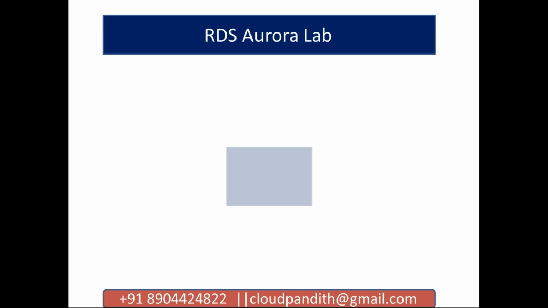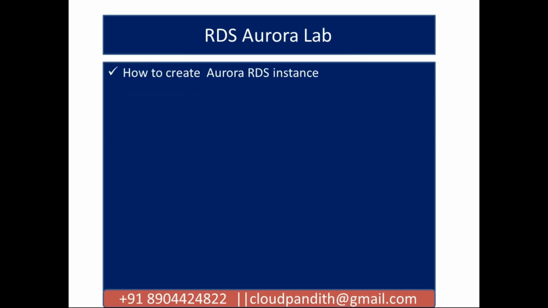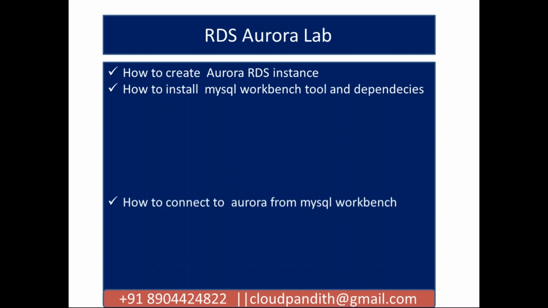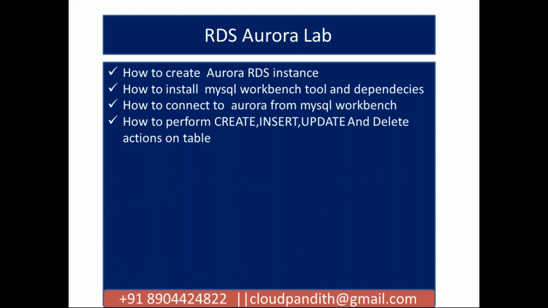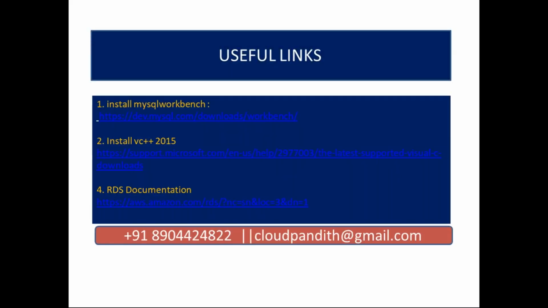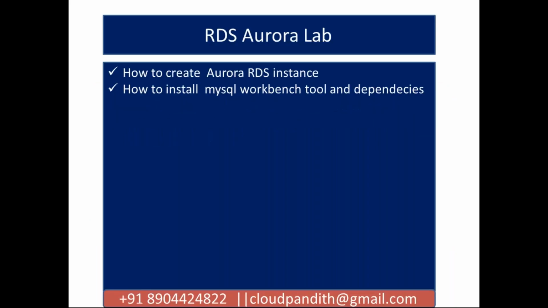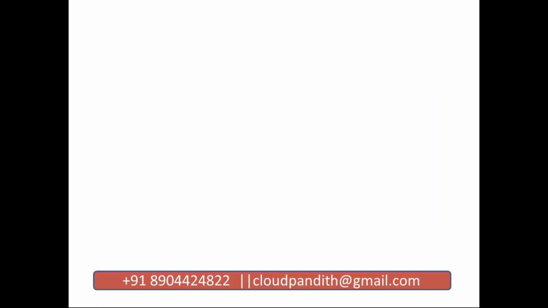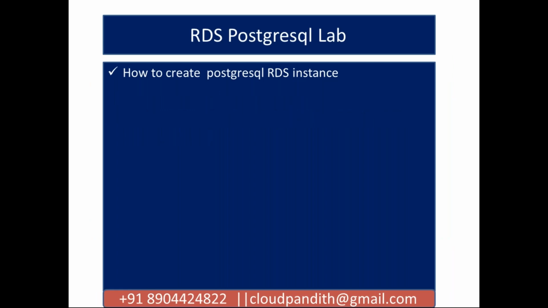Once we have completed that, we are going to create an Aurora RDS instance today. Then we will see how to install the MySQL Workbench tool and dependencies, because to connect to the Aurora RDS instance, we are going to use MySQL Workbench. This is the tool which is going to help you connect to the Aurora RDS instance. Then you can execute basic commands. Okay, these are the useful links. So this is what we are going to do. So we have only two things pending, right? One is this PostgreSQL.